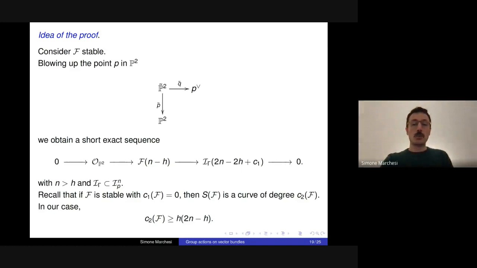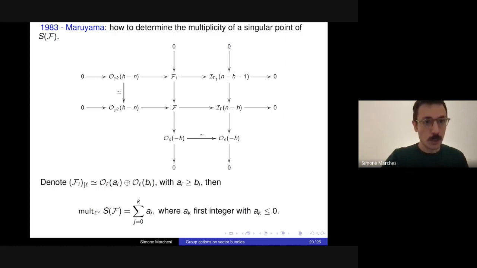Now, we would like to compute explicitly the multiplicity of one point inside this line in the dual projective plane. In order to do so, we want to recall a technique by Maruyama in 1983 that tells you how to determine the multiplicity of a singular point for a rank 2 vector bundle on P2. What do you have to do? You take your vector bundle F, you take a generic jumping line. I'm supposing that the generic splitting is O(-h) plus O(h), because it's the case k equal to 0, the stable case, with first Chern class equal to 0. So using the notation I introduced before, this is the generic splitting type.